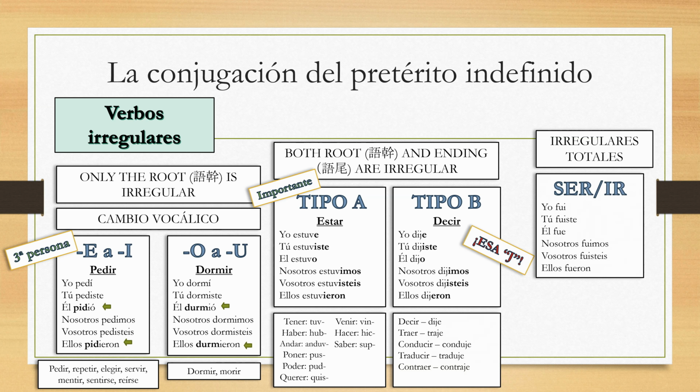Remember that the way to distinguish is when we look at the sentence. If it's verbo ir, we will need to see the place that we went to. So I will have a sentence like yo fui a la universidad ayer, where a la universidad is telling me that this is verbo ir.